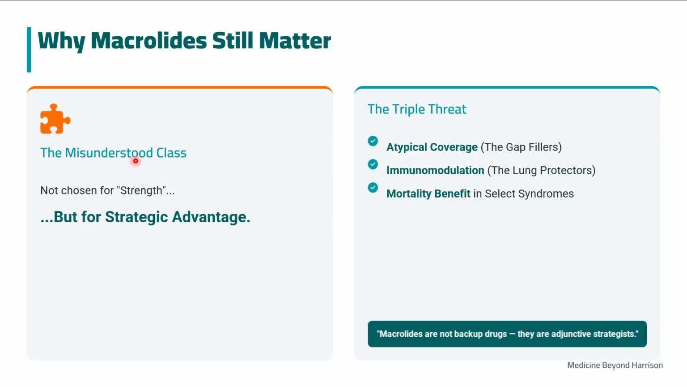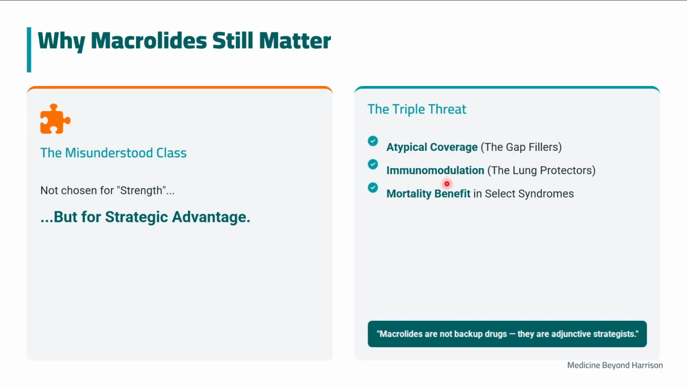This is the most misunderstood class of antibiotic. It is not chosen for its strength, but for its strategic advantage. It covers the atypical organisms, so it is used as a gap filler. When beta-lactams can kill the typical organisms with a cell wall, macrolides are used as gap fillers which kill the atypical organisms such as Mycoplasma and Legionella.